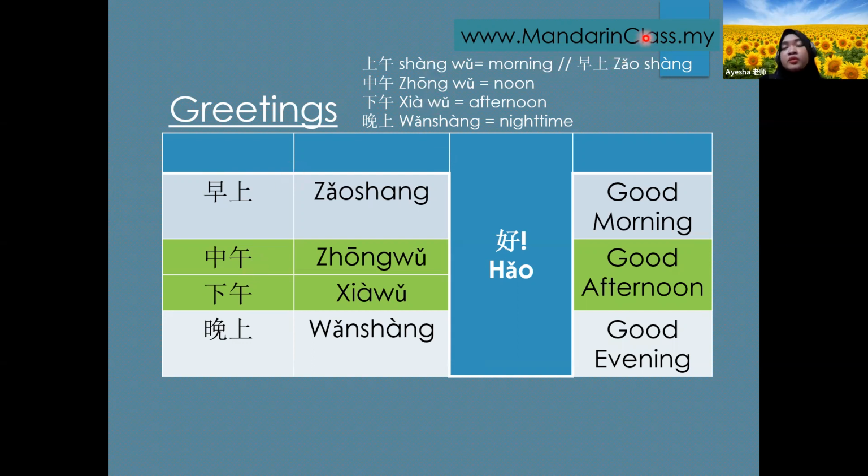Now, how do we make a greeting out of it? So we know we want to see people. We want to say, hey, good morning. Hey, good afternoon, good night, right? So what you do is you have 早上, 中午, 下午, and 晚上. You just add the word 好 at the back. And there you go. You have a greeting for the time of the day. Okay, so you have 早上好, 中午好, 下午好, 晚上好.